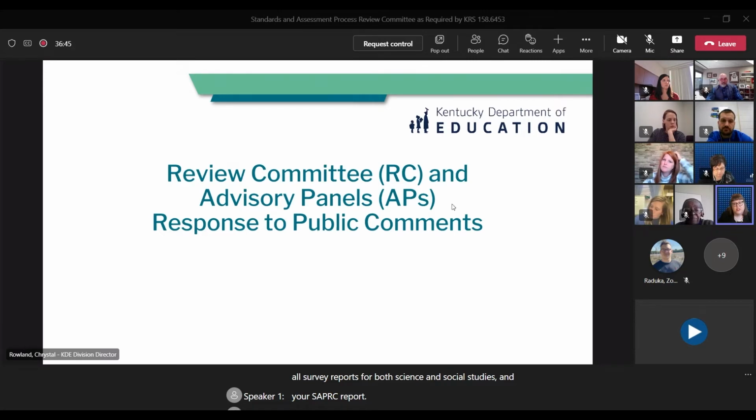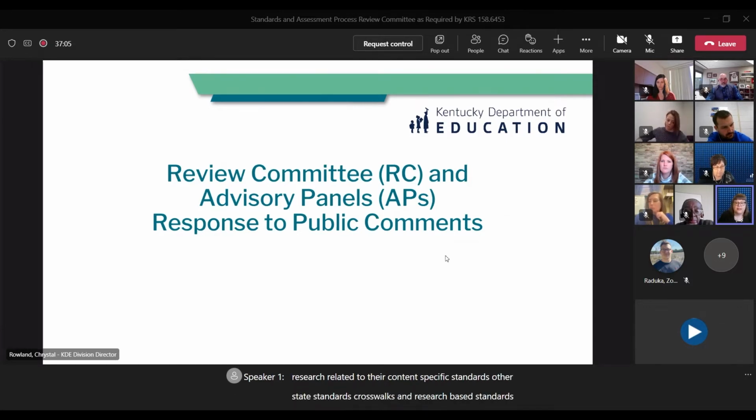The advisory panels convened to discuss public feedback and possible changes to the Kentucky academic standards for science. To make these determinations, advisory panel members were provided with the survey report, current research related to their content-specific standards, other state standards, crosswalks, and research-based standards frameworks to help inform and guide changes and adjustments. The proposed changes to the standards document were then submitted to the review committee for consideration.